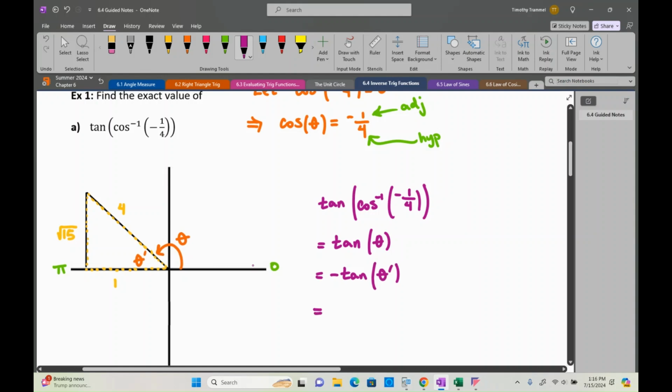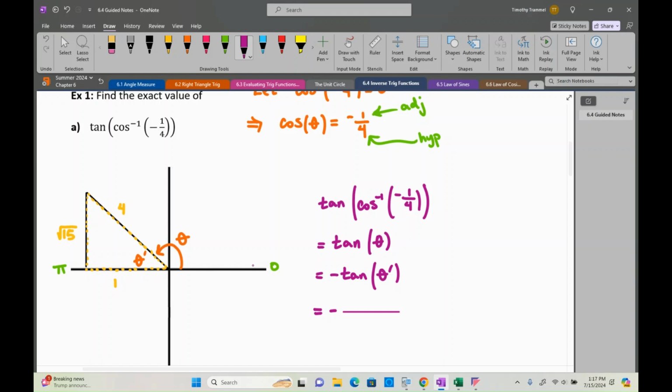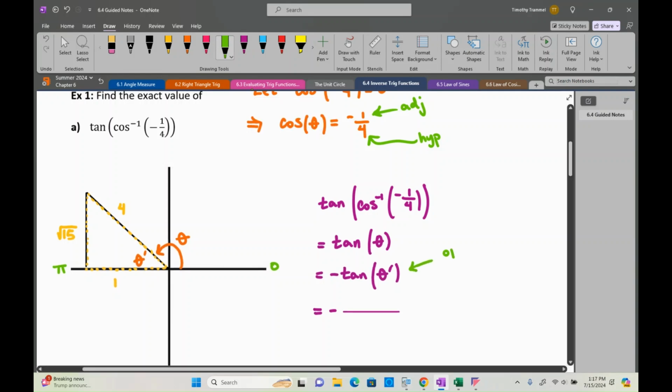All right, and so if we do that, then here I have my negative. Okay, and then tangent is equal to opposite over adjacent. Let's maybe write that in here. Tangent is opposite over adjacent. Or, yeah, TOA, opposite over adjacent.